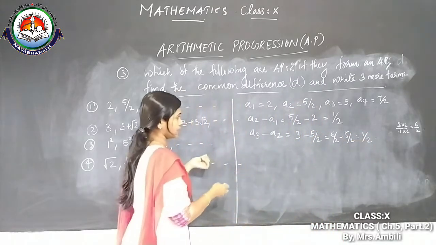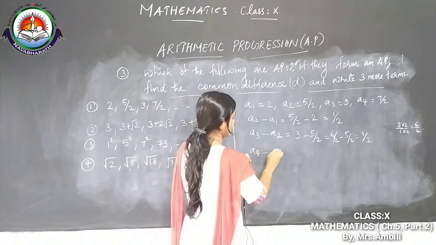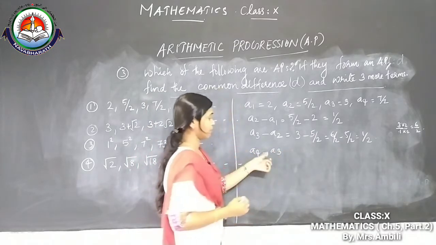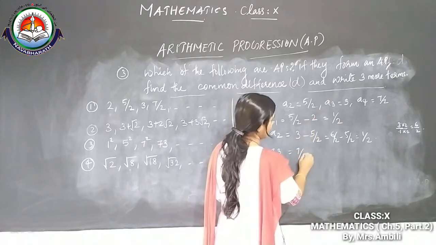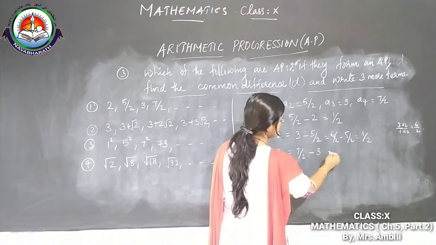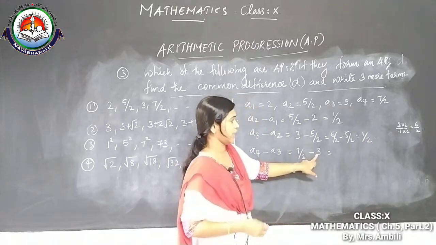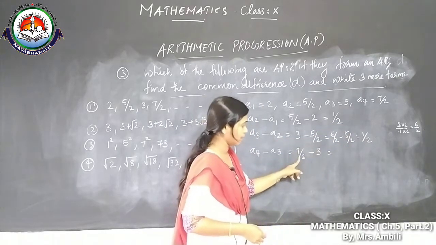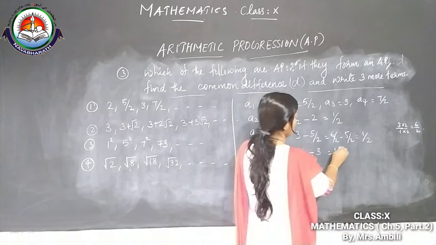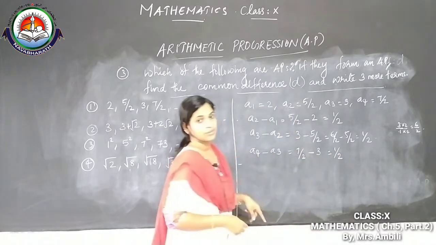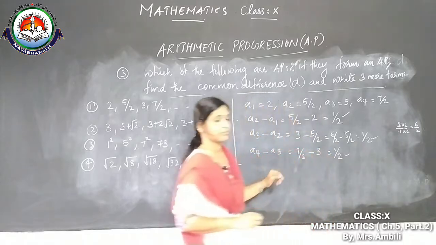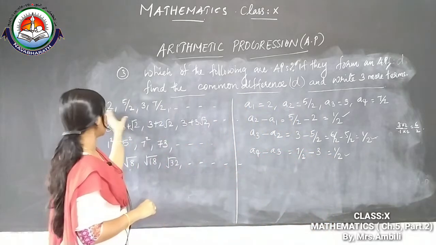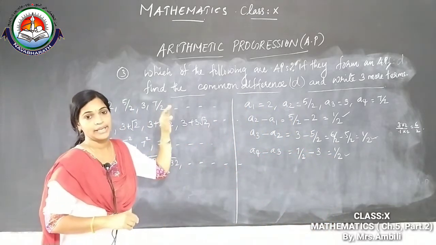Okay. The next, A4 minus A3. What is A4 minus A3? 7 by 2 minus 3. Here also 3 you can change to 6 by 2. So, 7 by 2 minus 6 by 2 is 1 by 2. Now, everywhere you got the same number, 1 by 2. So, the given list of numbers formed an AP.